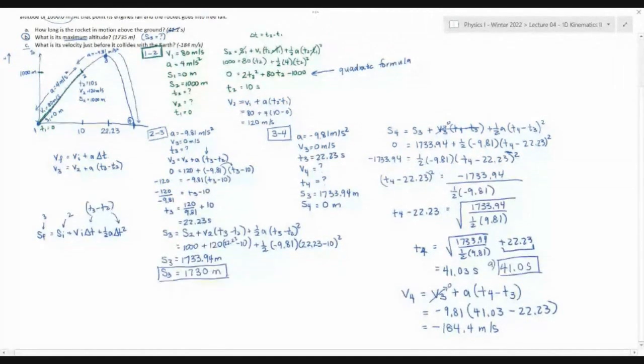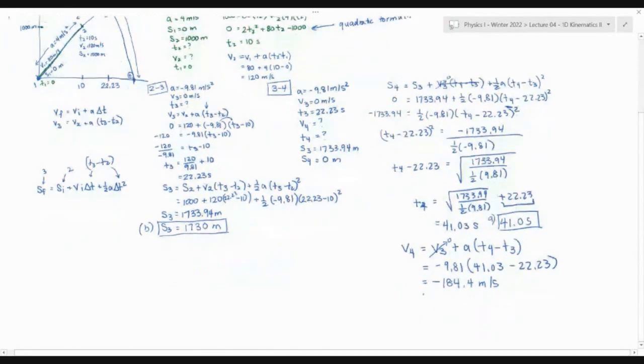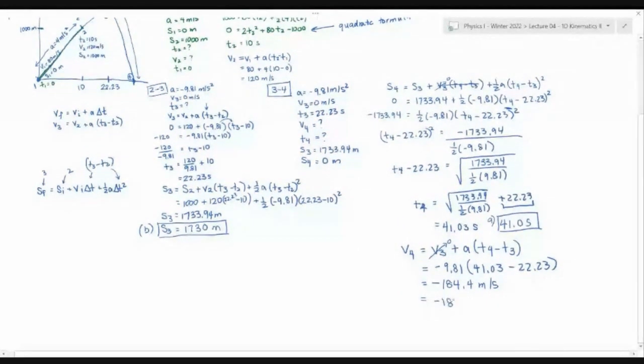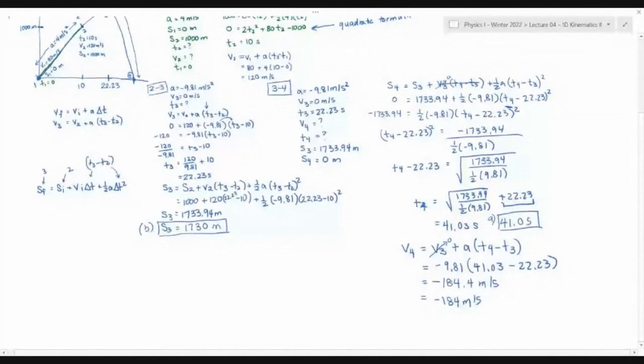Again, on your test, you'll be asked to round to 2 decimal places unless it specifically tells you otherwise. Then you would put decimals in here. Okay, so that's part B. And then for part C, what is the velocity just before it collides with the Earth? It's the negative 184. We just need to round it so it only has 3 significant figures, meters per second. So that's our V4. And that's part C.